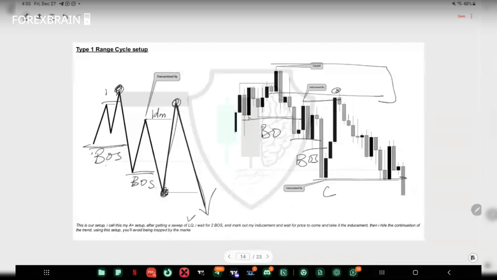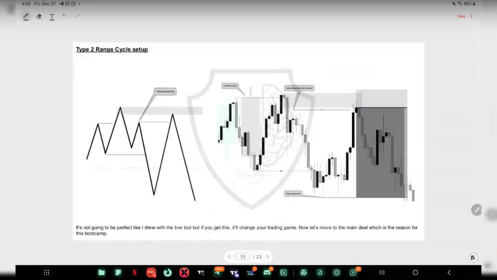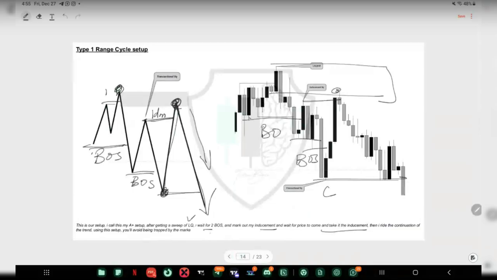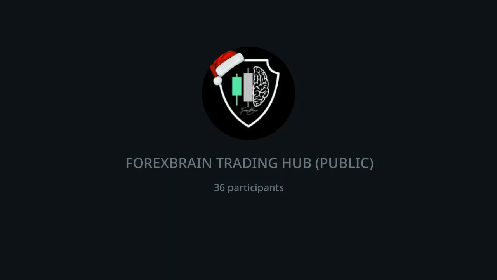I wait for the second BOS, and then I mark out this I as my inducement and wait for price to come and take this guy. You can see, it takes the inducement and then rides the continuation, to avoid being trapped in the market. Very, very simple. So you can use this for the bullish. I just did it for the bearish, so you can flip it and you understand the bullish cycle as well.